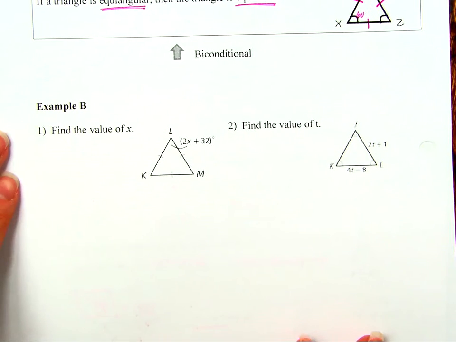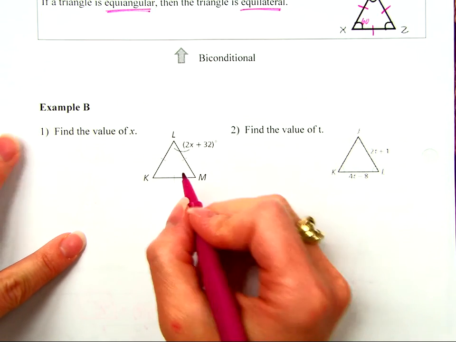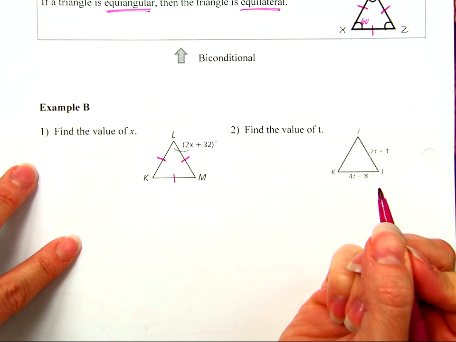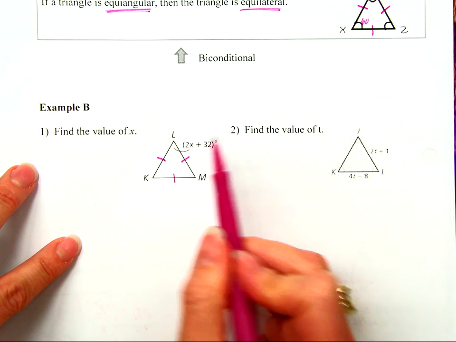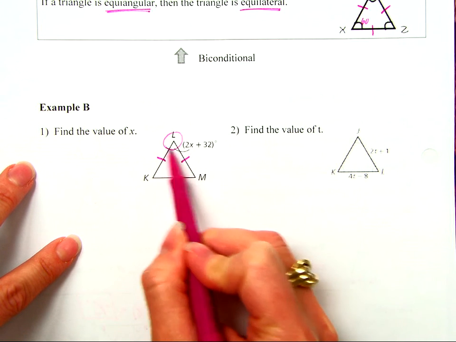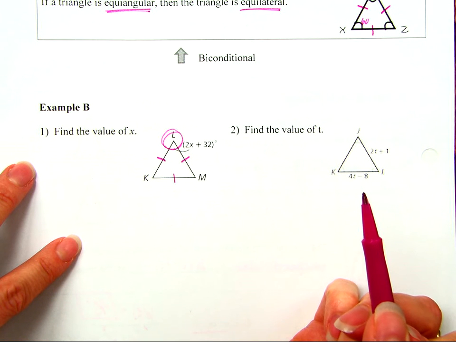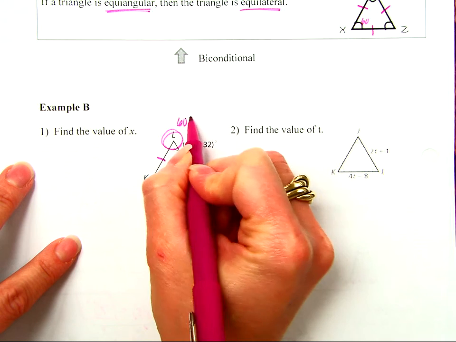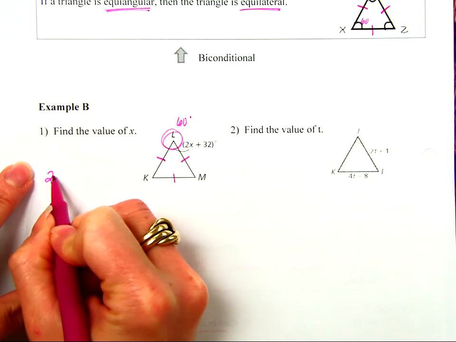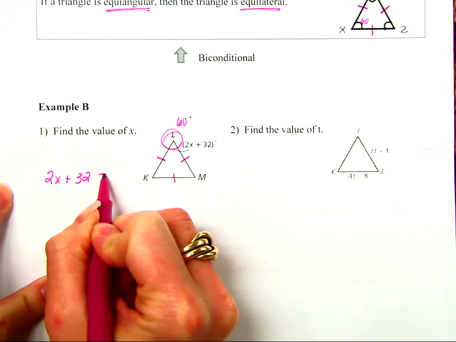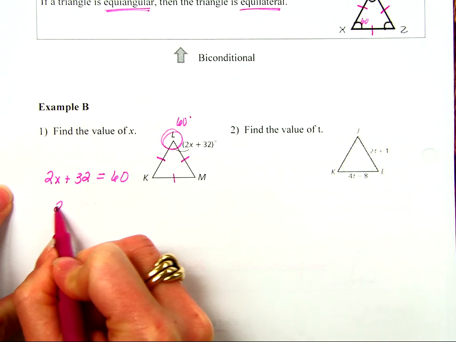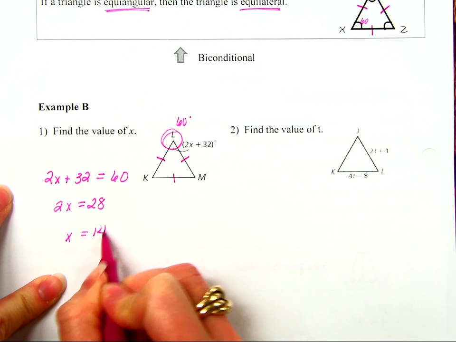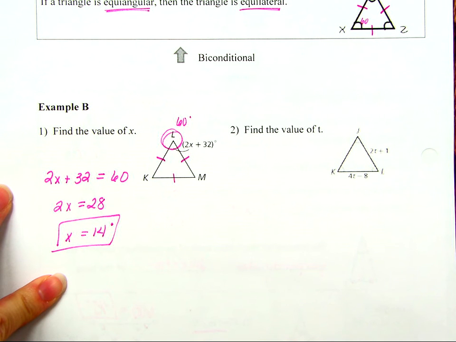So as I look down at example B, and we're going to do some solving, I see that this triangle is marked equilateral, but I'm actually looking to solve for x, which has to do with angle L. But because it is equilateral, I know that angle L must be a 60-degree angle. And so we're simply going to take 2x plus 32 and set it equal to 60 degrees. And we find out that x would be 14 degrees.